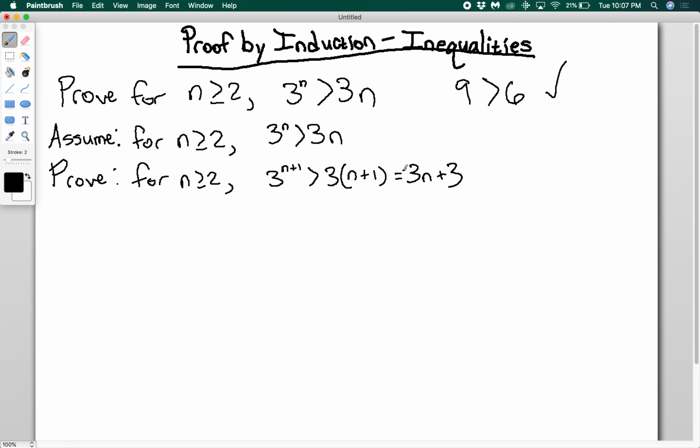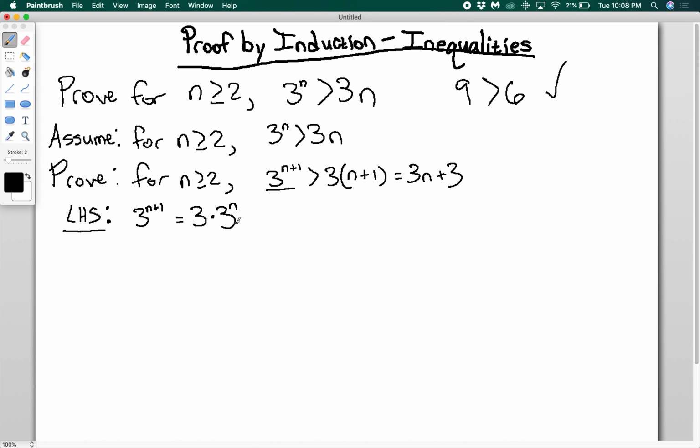Now, normally what we do is we say, okay, let's find a way to get our assume statement into our prove statement. But this is a little weird because this is an inequality, not an equality, so I can't do a straightforward substitution, okay? So what we're going to try to do here is something a little wacky. I'm going to say, let's look at just the left-hand side of this statement, okay? I have 3 to the n plus 1. I'm going to write this in terms of my assume statement. So I'm going to write this as 3 times 3 to the n.